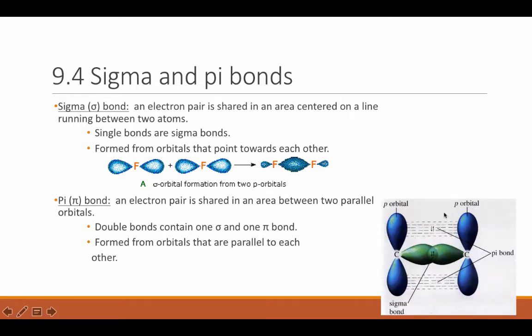Our pi bond is the pair of electrons shared between these two parallel p orbitals. Here we see a sigma bond with our end-to-end overlap and our pi bond with our side-to-side overlap. This is a double bond since we have both a sigma and a pi.